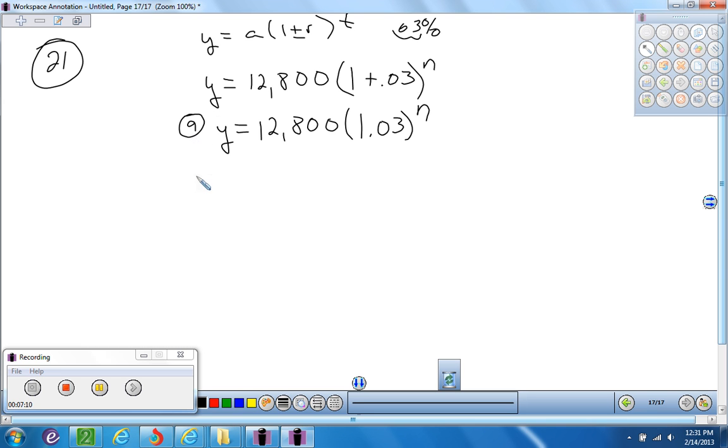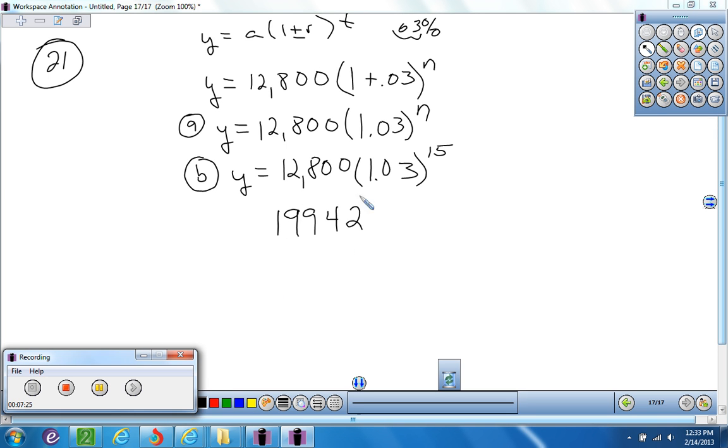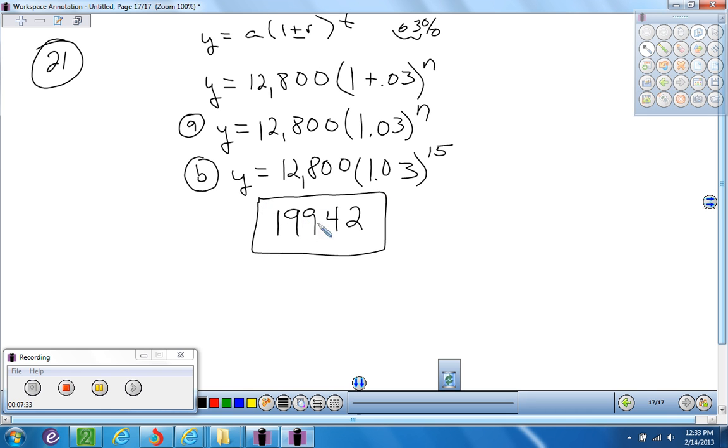Now for part B, okay, they want to say, well, what happens after 15 years? So we take this and we're just going to plug in 15 for the n. Alright, so we should end up with this. Now we're talking about people, so I just rounded to a whole number. Alright, and so that's what our population should be close to for 21.